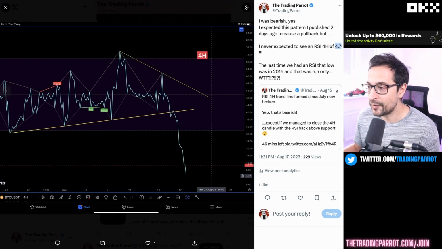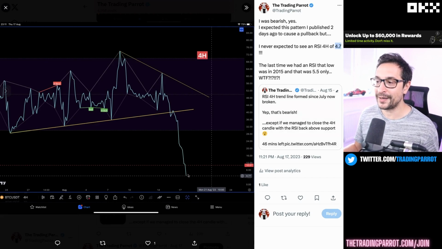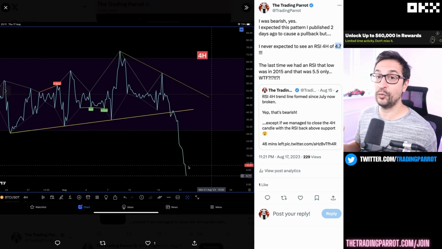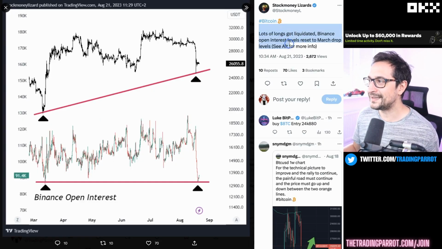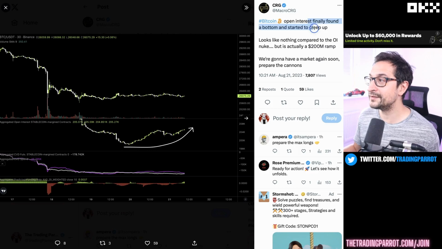No one is talking about 4.7 because the price ended up bouncing. The point is how extreme this move was since the all-time high. We have never had a moving percentage of the open interest this big. Lots of longs got liquidated, Binance open interest levels reset to March drop levels, and Bitcoin open interest finally found a bottom and started to creep up.